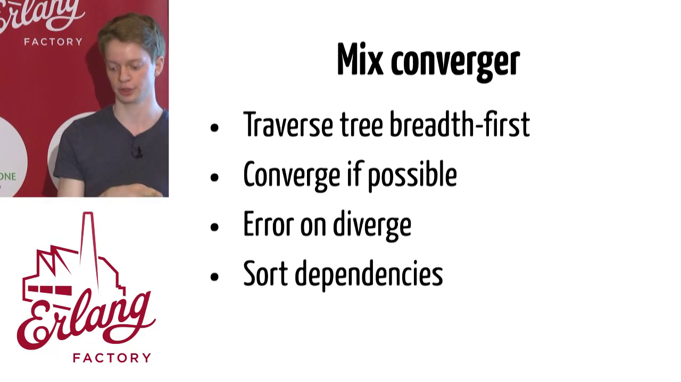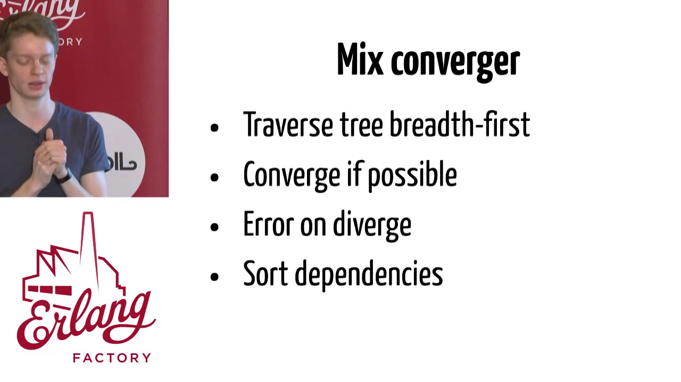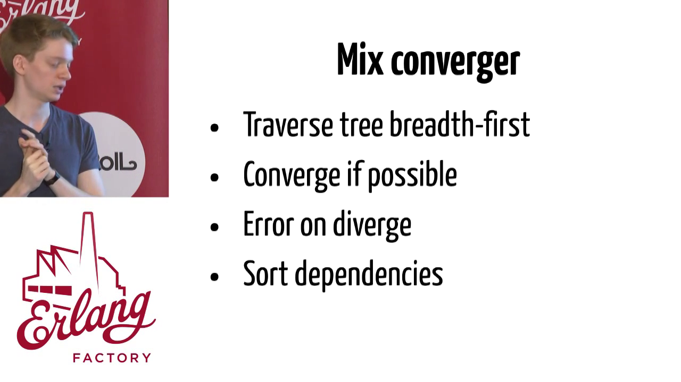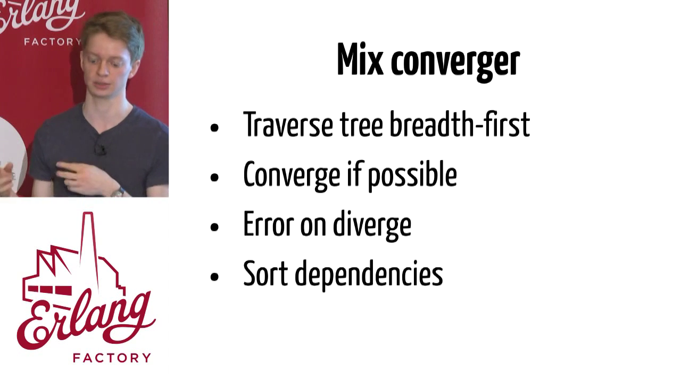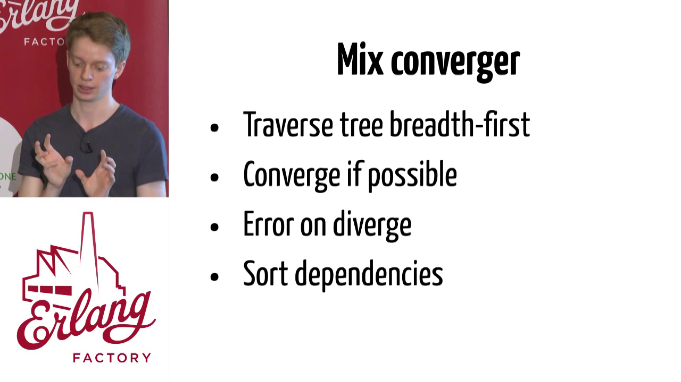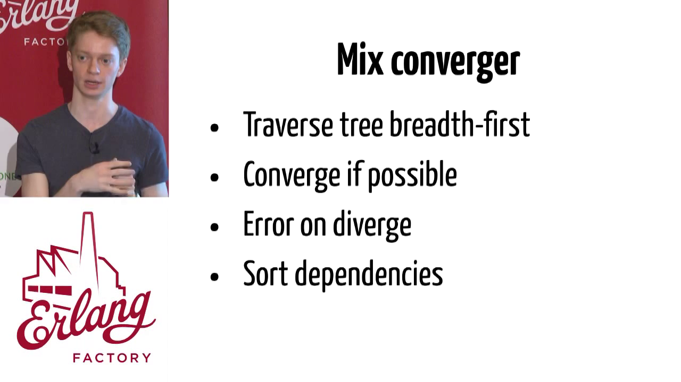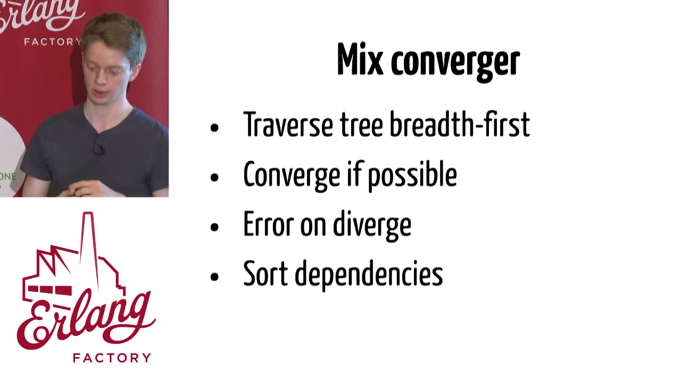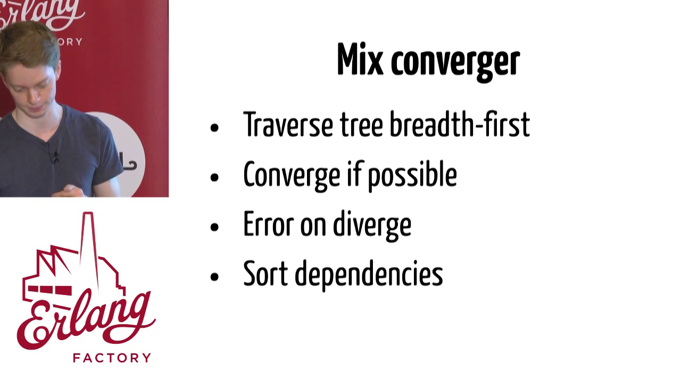And we try to do this converging. If the converging fails, we say that the dependency is diverging, and we inform the user, and the user can then see this error, and they can fix it by defining a dependency that is overriding at the top level project. So that is one way to always get around the issue.